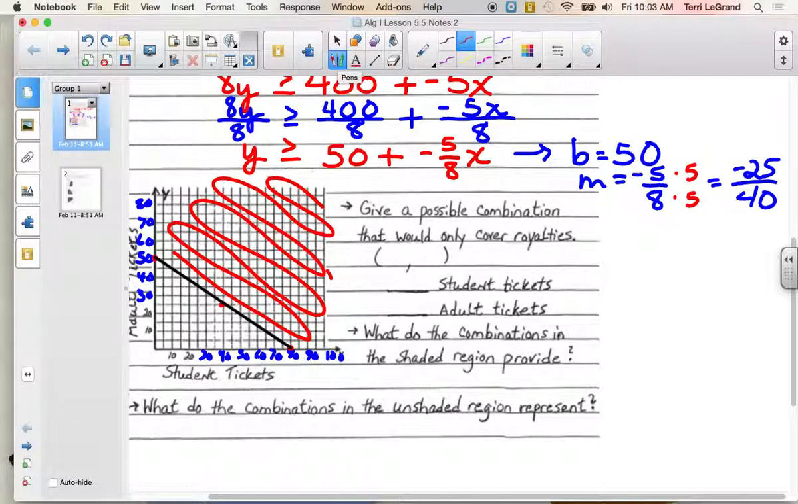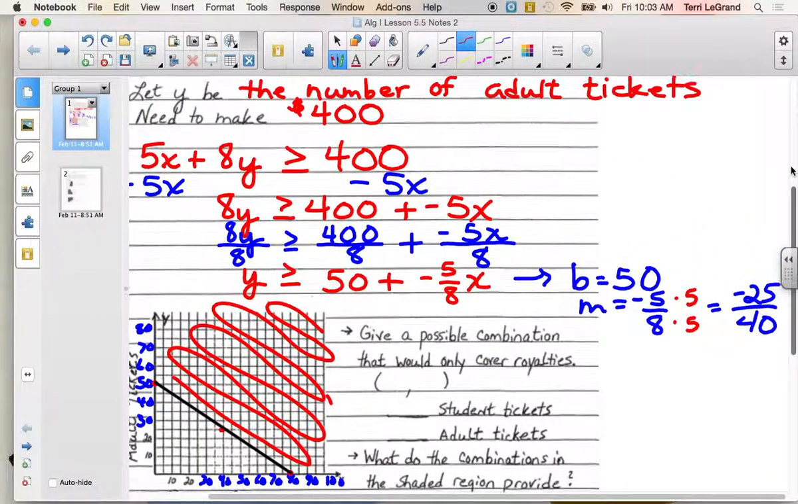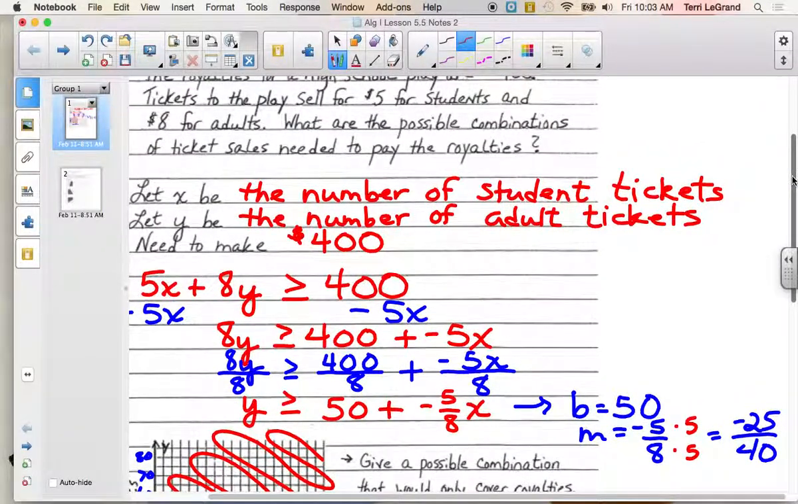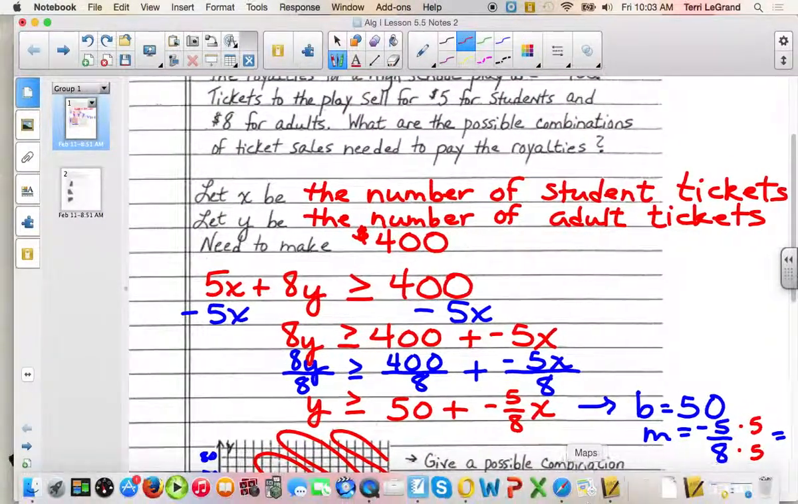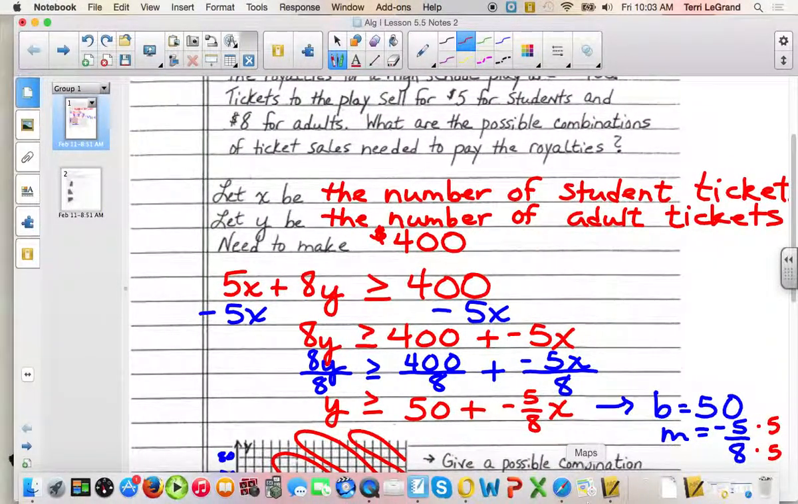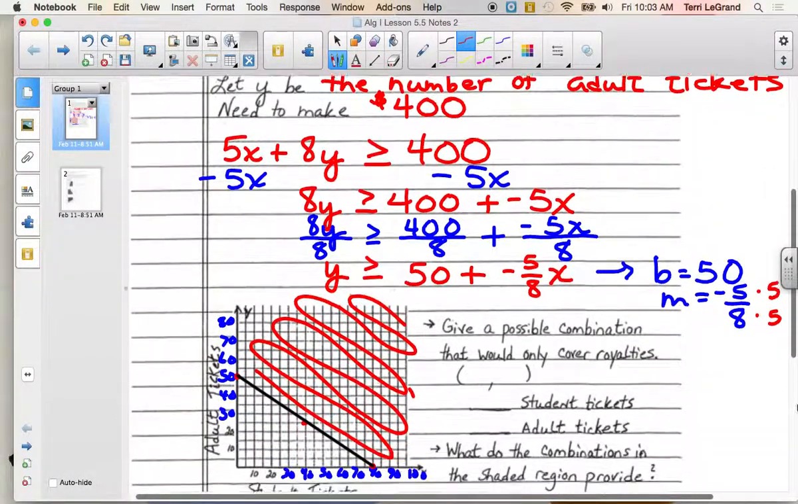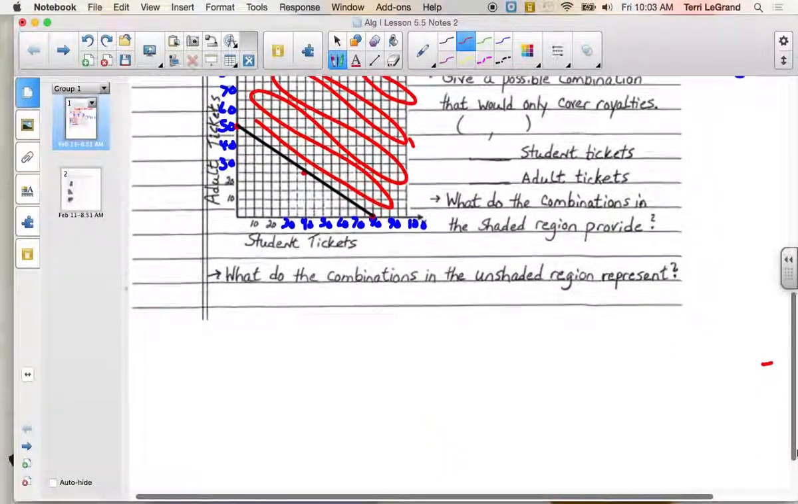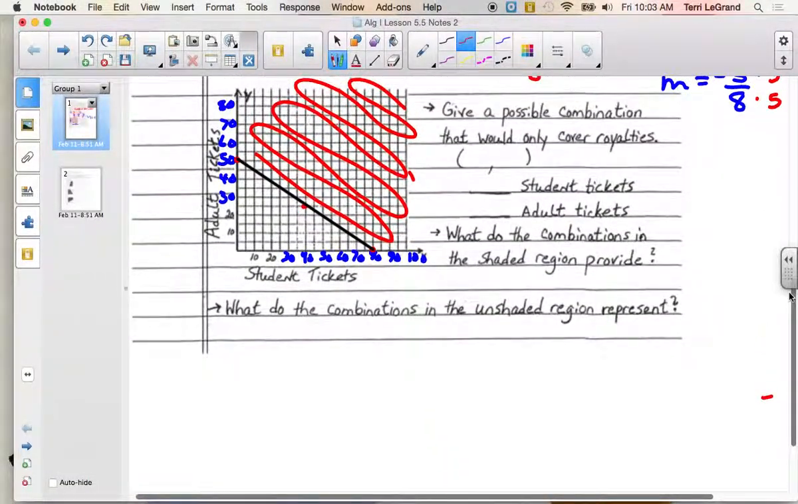Okay, now we're finally maybe ready to answer the question. Or actually, we have answered the question. What are the possible combinations of ticket sales needed to pay for the royalties? We've started to answer that by showing our graph. But what do you think? Do you think every ordered pair in that shaded region would be a possibility?